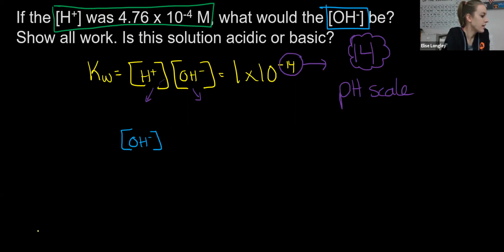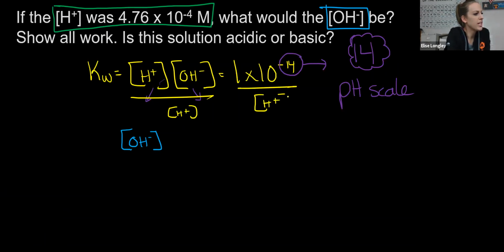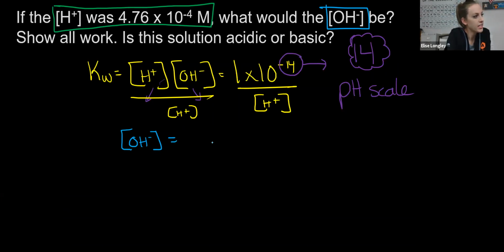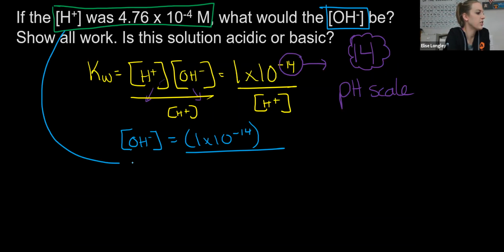To get the other one by itself, we have to divide off the H plus from each side. So we get that our equation is OH minus, or hydroxide ion concentration, is equal to 1 times 10 to the negative 14. These parentheses are very important. Over the hydrogen ion concentration, which we got from here, as 4.76 times 10 to the negative 4. When you divide those, you should get a number.